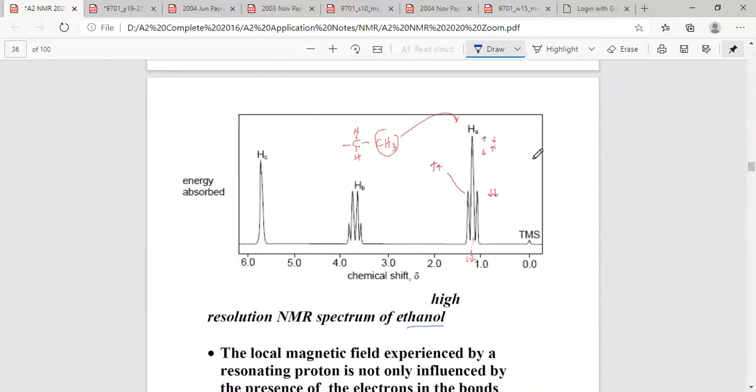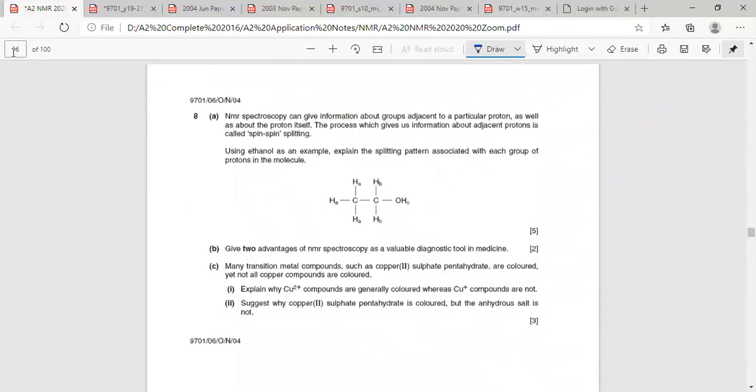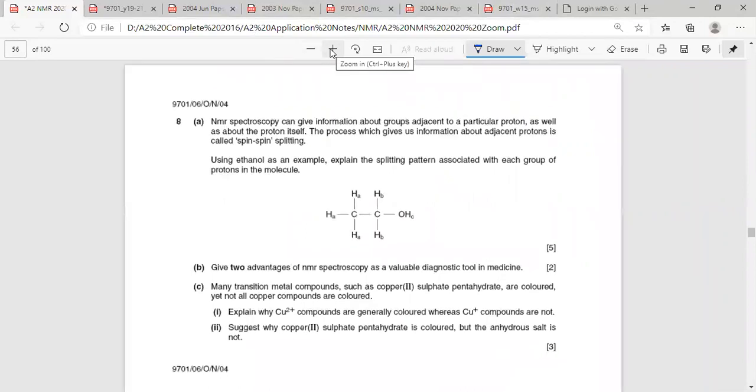Now what does it mean? I'm going to show you an actual question paper that asks you about this. I'll tell you why. On page 56, they actually ask this. I'll show you a simple one first, because later we'll do it all mixed together with your mass spectrometry and your infrared.